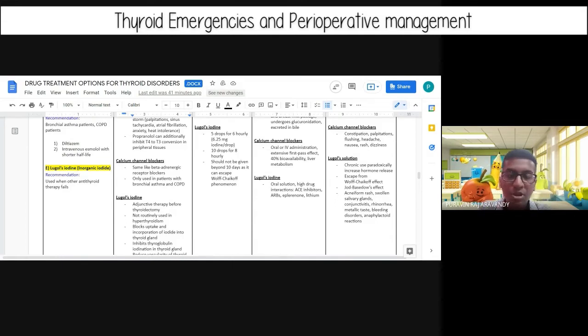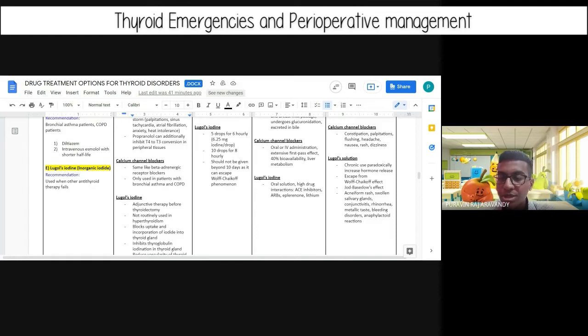Now last but not least, the adverse effects of Lugol's solution. As I've already told, chronic usage, which means beyond 10 days, can paradoxically increase hormone release. This is because the Lugol's solution escapes from the Wolff-Chaikoff effect. So more and more iodide is taken up by the cells, and hormone synthesis will start to occur at an increased rate.